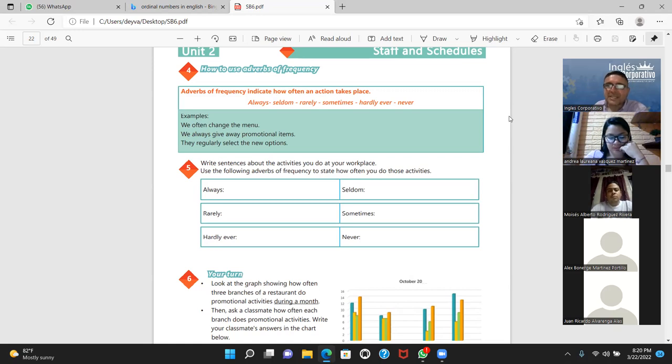They're synonyms. Seldom, rarely, and hardly ever are synonyms. Los tres significan pocas veces, rara vez, casi nunca. Sometimes, por veces, and never means nunca. Any questions about the meaning of these adverbs of frequency?